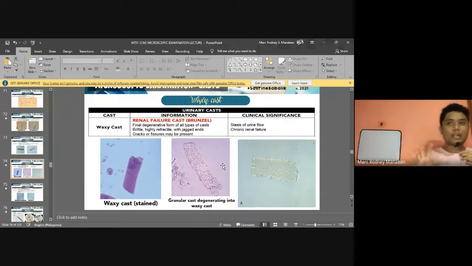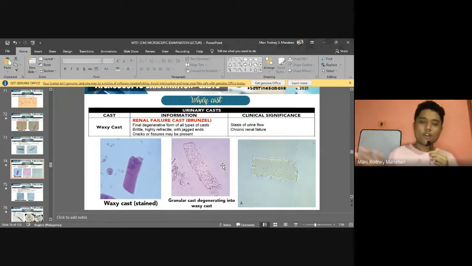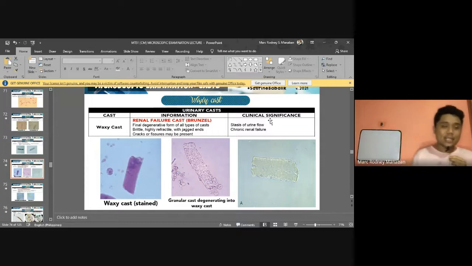Okay, because of possible long-standing or long urinary stasis, so possibly it cracked there, alright? And the clinical significance of this is that it is indicative of renal failure and urine stasis, meaning the urine is blocked and cannot come out. And because of this, there could be enlargement of your tubules, okay? And that's why the waxy cast is produced.